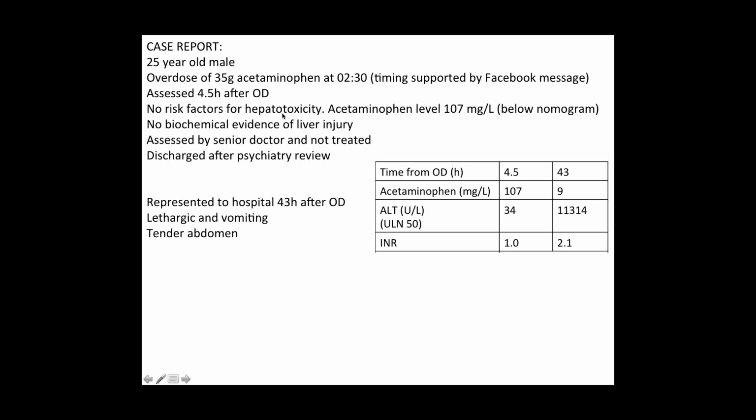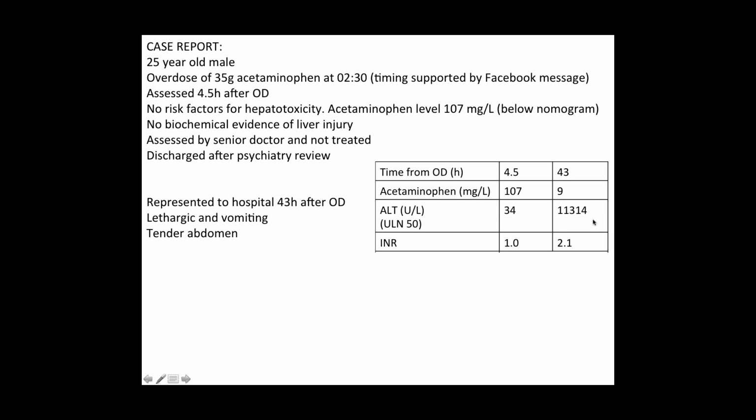He had no risk factors for liver injury, and his blood acetaminophen level was below the nomogram, the line I showed earlier. His liver function tests at the time of presentation were normal, and he was discharged. That's quite normal. It wasn't a mistake. It was doing it by the book. He came back to our hospital 43 hours later because he was unwell. His abdomen hurt and he was vomiting. At 43 hours after the overdose, about 39 hours after the first presentation, his acetaminophen level had fallen, which is quite normal and suggests he hadn't taken another overdose. However, his liver function tests were now dramatically abnormal.